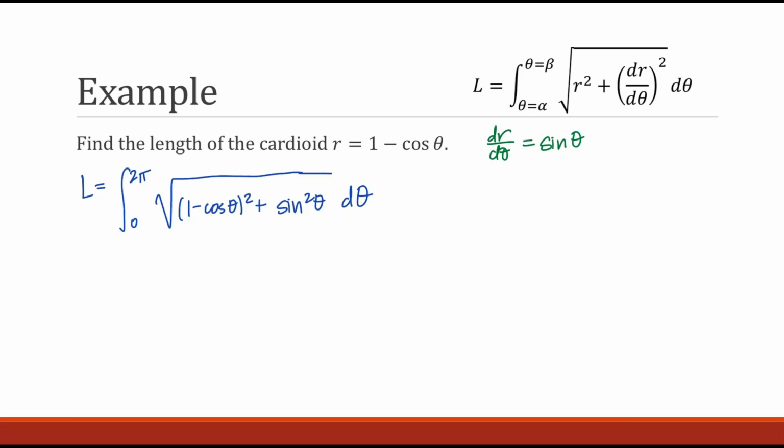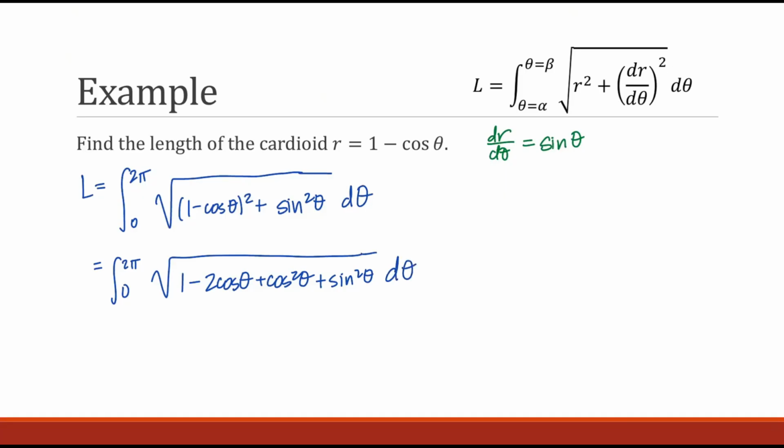All right, so let's go ahead and distribute out (1 minus cosine theta) squared. So that's going to give us 1 minus 2 cosine theta plus cosine squared theta. Remember that we can't just distribute the exponent. That doesn't work, so I'm distributing out the binomials here. And then plus that sine squared theta d theta. So we have that identity again. Sine squared theta plus cosine squared theta is 1. So all of this right here is a 1. So what I have underneath the radical is going to be radical 2 minus 2 cosine theta d theta.